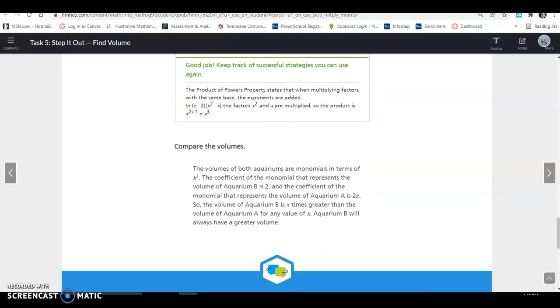together. All right, so it says compare the volumes. The volumes of both aquariums are monomials in terms of x cubed. The coefficient of the monomial that represents the volume of aquarium B is 2, and the coefficient of the monomial that represents the volume of aquarium A is 2 pi. So the volume of aquarium B is pi times greater than the volume of aquarium A for any value of x. Aquarium B will always have the greater volume.